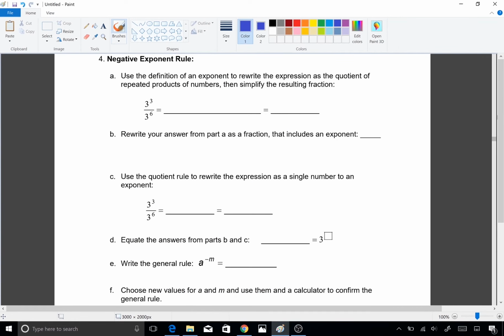Now the negative exponent rule. We have 3 cubed divided by 3 to the 6th. If we break this up using the definition of an exponent, we'll have 3 times 3 times 3 divided by 3 times 3 times 3 times 3 times 3 times 3. 3 of these will cancel, and I'm left with 1 divided by 3 times 3 times 3, which is the same as 1 over 3 cubed. And that would be the answer to B.